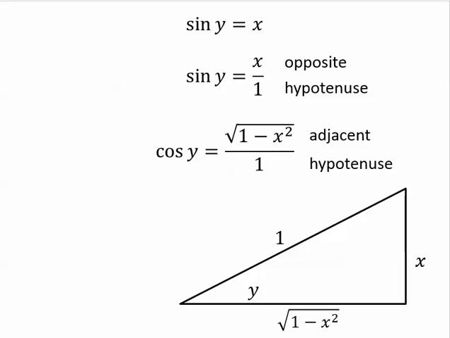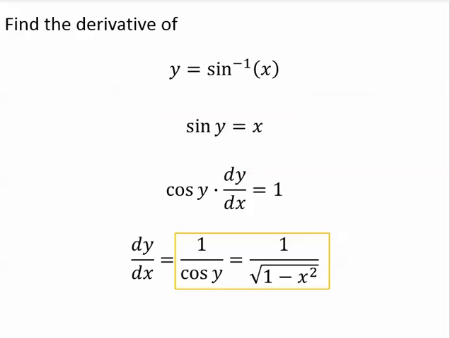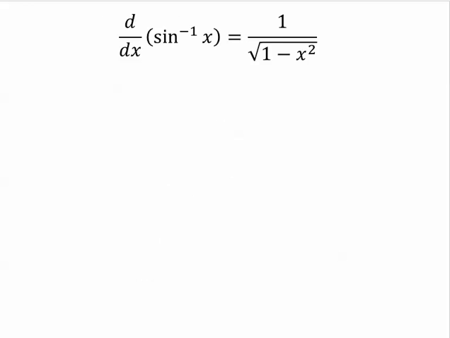Once I find cosine of y, I go back to what I was working on. Remember that dy/dx is equal to 1 over cosine y, and I just discovered that 1 over cosine y is 1 over radical 1 minus x squared. And so the derivative of inverse sine is 1 over radical 1 minus x squared.